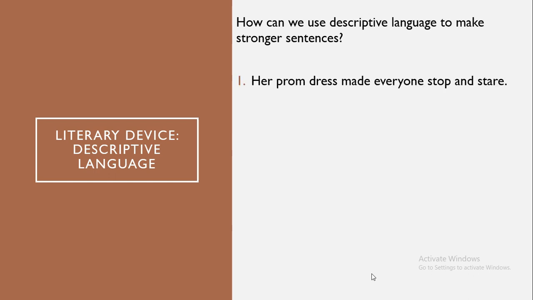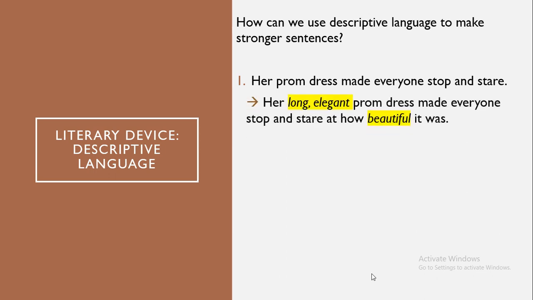For example, her prom dress made everyone stop and stare. And so, reading that, of course, you're wondering, okay, what did that dress look like? How can I make that more descriptive so that I understand why it made everyone stop and stare? You could say something like, her long, elegant prom dress made everyone stop and stare at how beautiful it was. You could even go as far as to add, oh, her long blue sequin dress, anything that just sort of explains to us and paints the picture in our mind to help us understand why everyone stopped and stared.